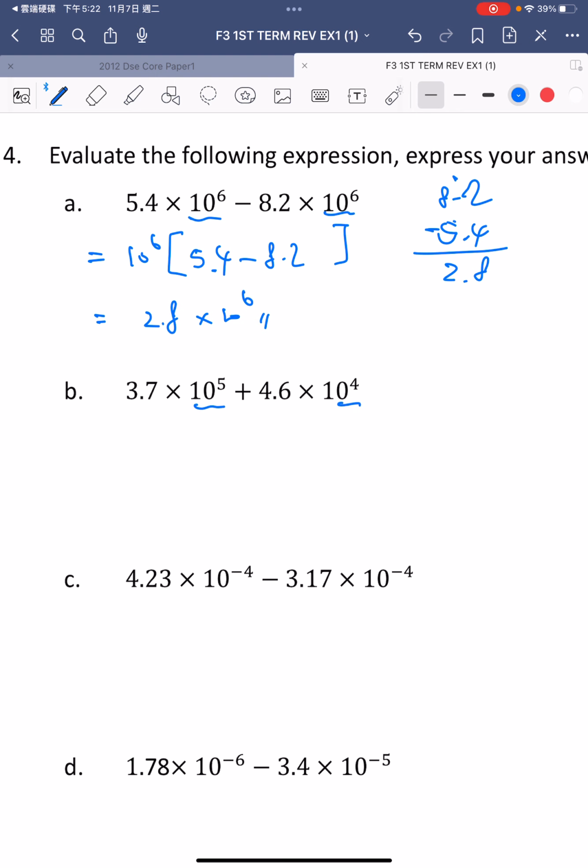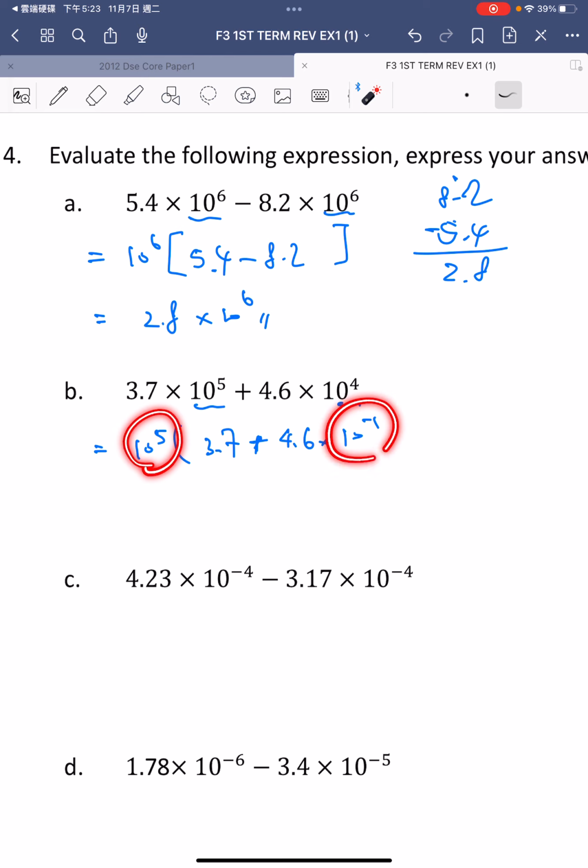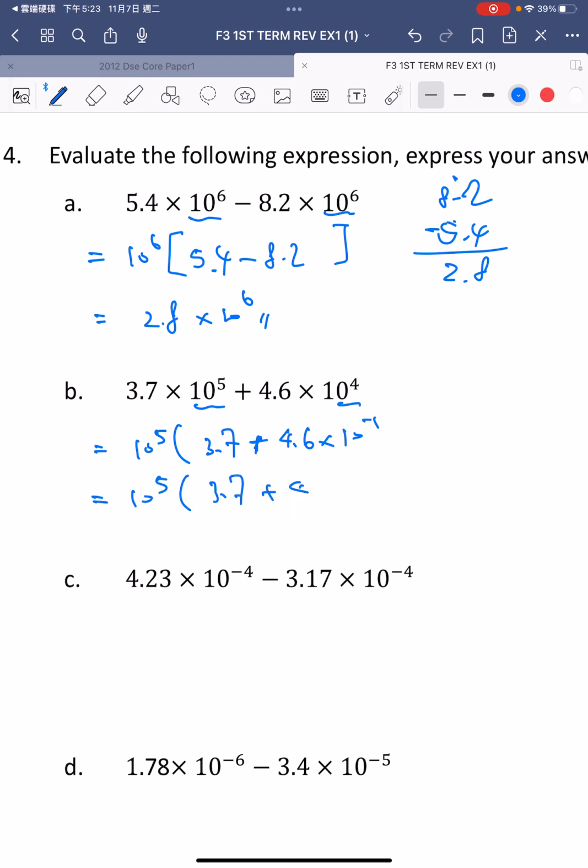These two numbers are not the same, so we're trying to take out the largest possible indices. So it's going to be 10 to the power of 5, taking out, then we have 3.7 times 4.6, so it should be plus 4.6 times 10 to the power of negative 1, isn't it? Because from this part, 5 times 10 to the power of negative 1, so that can give you 10 to the power of 4. So now we can simplify this, becomes 10 to the power of 5, 3.7 plus, this is times 10 to the power of negative 1.